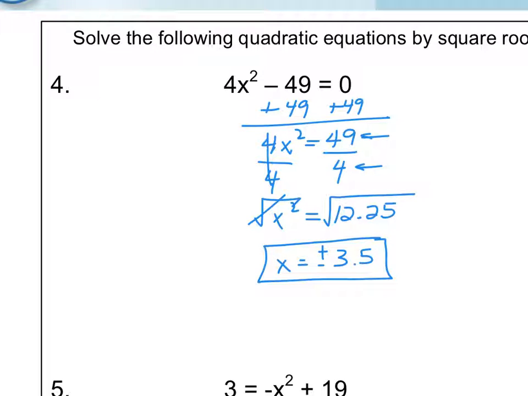Okay, so now you should be able to complete your class kick examples for 4-5 solving by square roots.